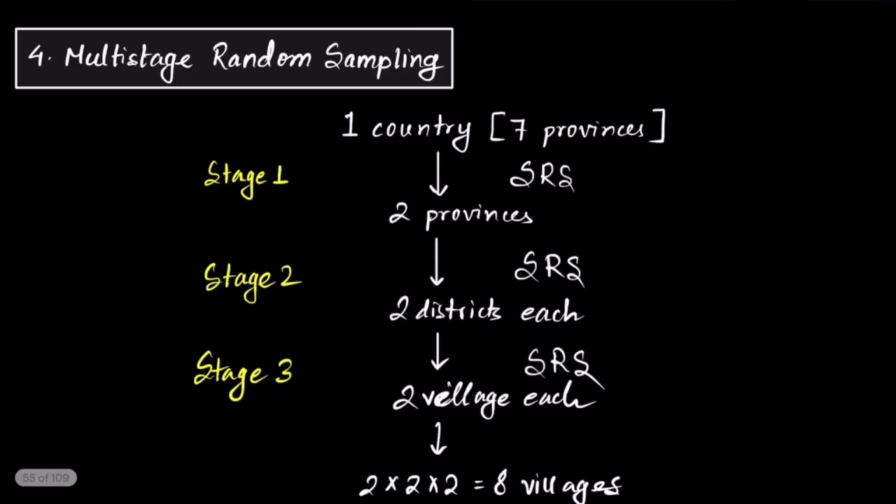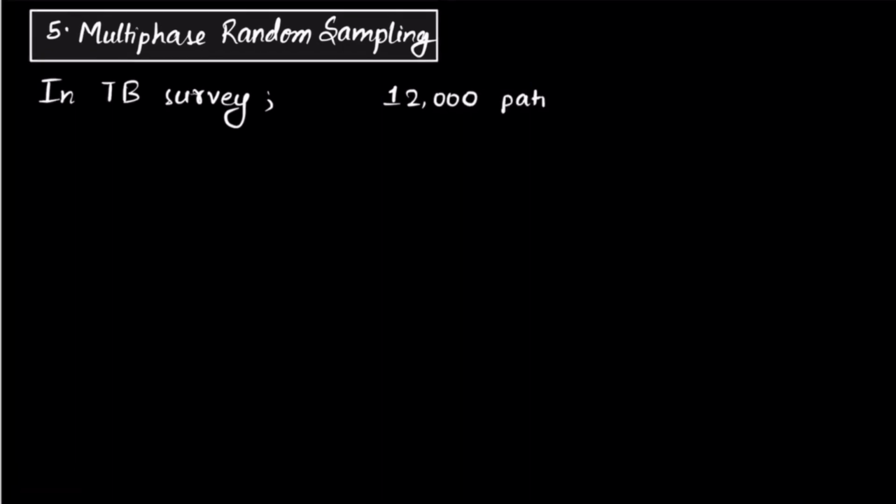In multi-stage random sampling, sampling was done in multiple stages and randomness was applied to each of these stages. In multi-phase random sampling, sampling is done at multiple phases. This is how. Let's say a hospital carries out a tuberculosis survey. The survey is carried out in a day. So the total patients that the hospital receives in a day is what becomes the part of the survey. Let's say the hospital receives a total of 12,000 patients a day.